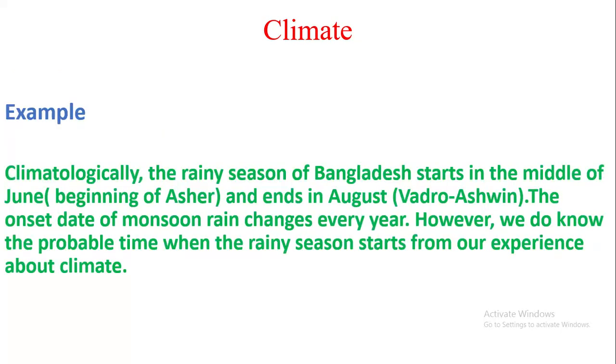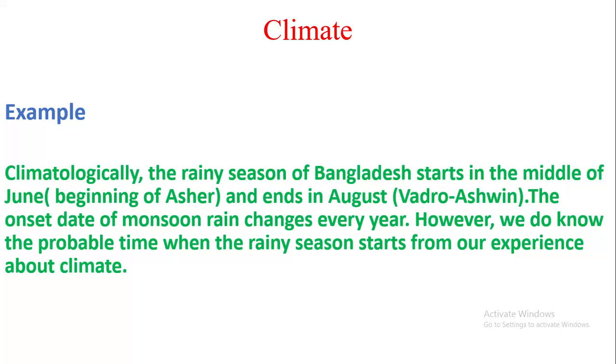Example, climatologically, the rainy season of Bangladesh starts in the middle of June and ends in August. The onset date of monsoon rain changes every year. However, we do know the probable time when the rainy season starts from our experience about climate.